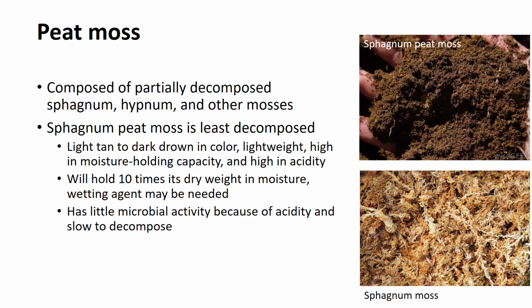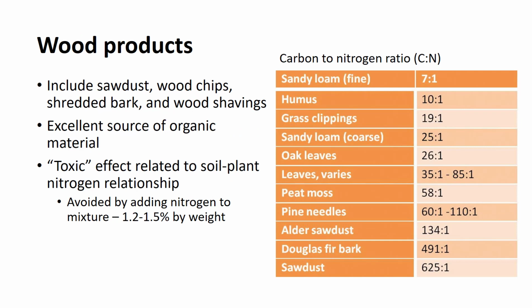Sphagnum peat moss should not be confused with sphagnum moss, which has not begun to decompose. Sphagnum moss is used by growers for packing and shipping tender plants as well as a propagation medium. Wood products of various types, including sawdust, wood chips, shredded bark, and wood shavings, are an excellent source of organic material for soil mixtures in the production of container-grown plants.